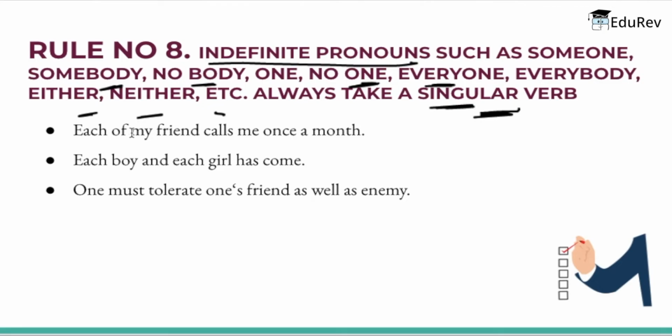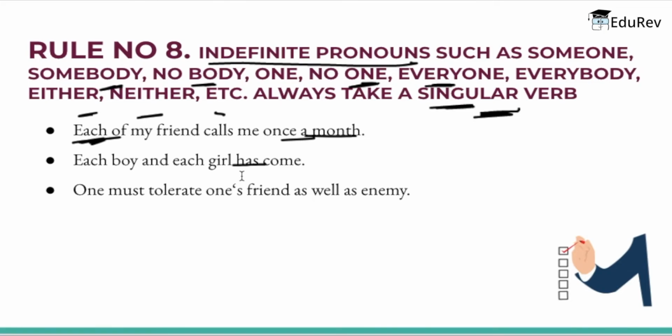So examples are each of my friend calls me once a month. Okay. So basically there is this indefinite pronoun, that is each of my friend. Correct. So we need to use a singular verb, that is calls me once a month. So calls. Okay. And there are two more examples, that is each boy and each girl has come, and then one must tolerate one's friends as well as enemy.